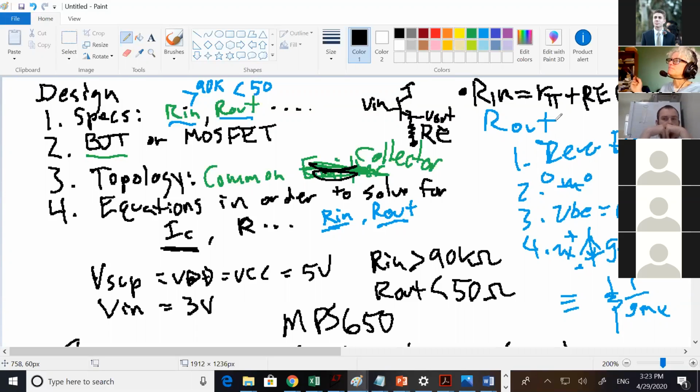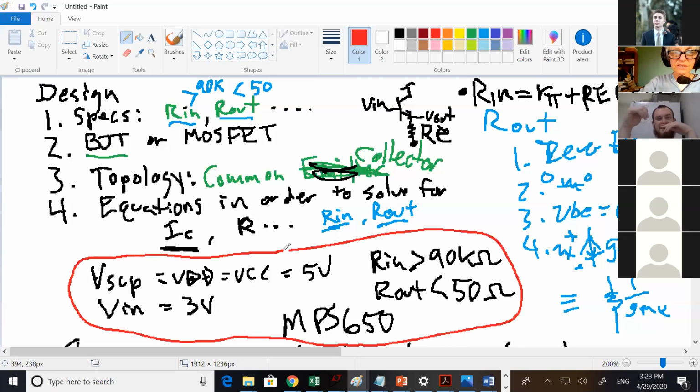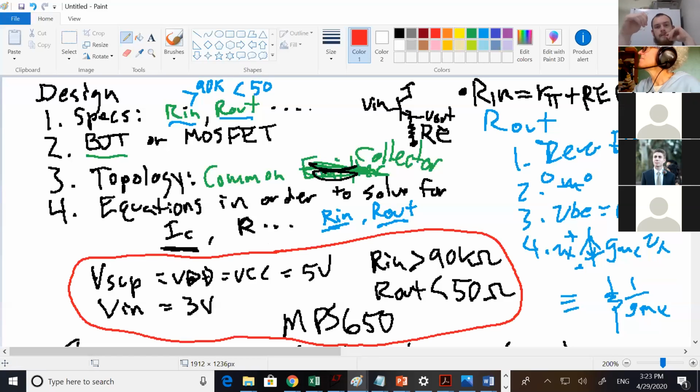So your job, I'm your boss, is to design this output stage. And I'd like you to work as a team so everybody sees the work that you do and everybody can follow along. So work as a team and make sure everybody can see what you're doing.